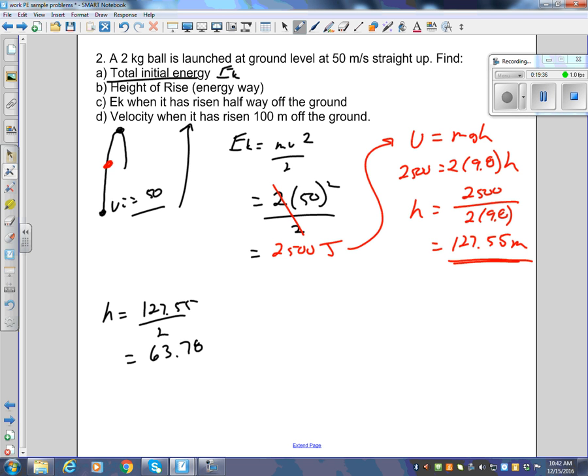I'd have to know how fast it's going. We don't. I could do that. How would I? Can I figure out what the potential energy is at that point? Couldn't I figure out what the potential energy is and then subtract? Wouldn't that work? I think so, right? So the mass would be 2, 9.8 here. My height is this new 63 number.